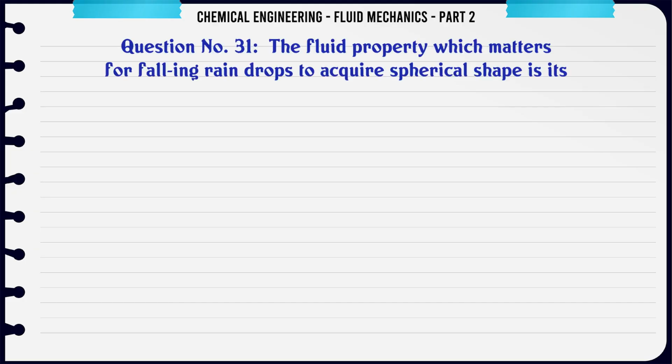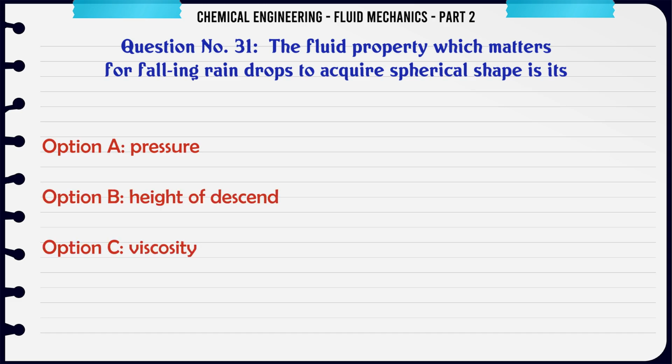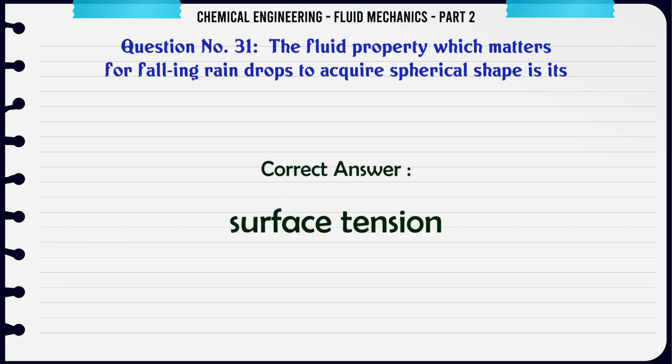The fluid property which matters for falling raindrops to acquire spherical shape is its A. Pressure. B. Height of descent. C. Viscosity. D. Surface tension. The correct answer is surface tension.